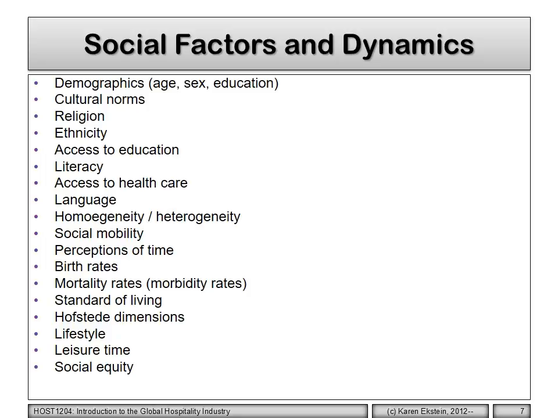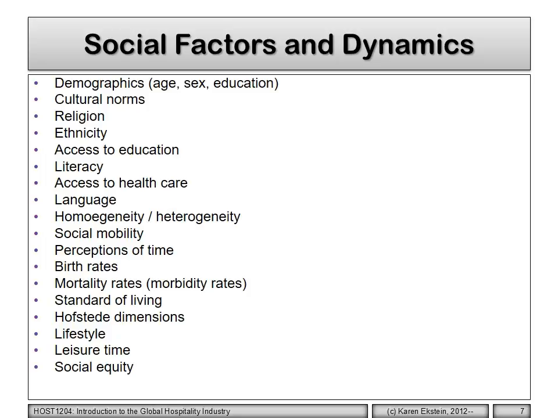In other words, the degree to which a region or an environment consists of people who are very similar or not the same in terms of how they believe or how they think or how they behave, versus dramatic differences within a region. We talk about social mobility, the degree to which people could make their life circumstances better or maybe move up within society. We can talk about perceptions of time. And we'll note in this class that they're very different culturally, and they're very different person to person.